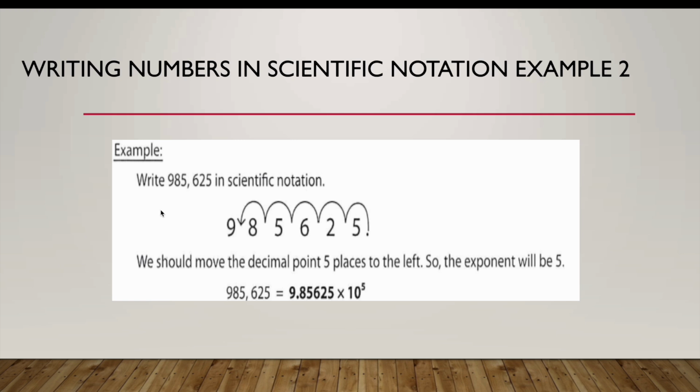If I wanted to write a larger number in scientific notation, such as 985,625, I would end up moving the decimal point 5 places to the left, 1, 2, 3, 4, 5, to get to right between the first and second numbers. Since I had to move it 5 places, my exponent will be 5, giving me 9.85625 times 10 to the 5th power.